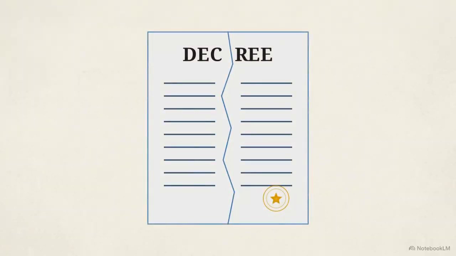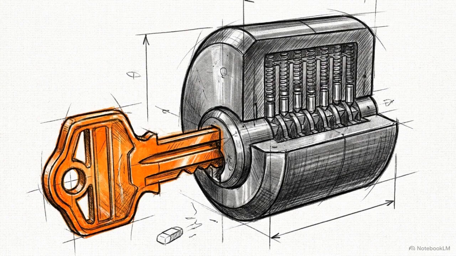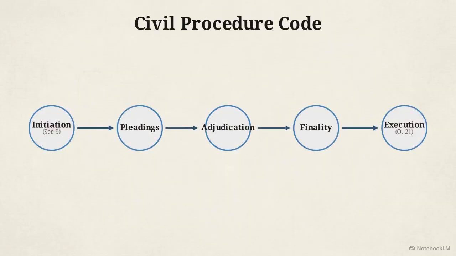There is a singular, absolute exception to this rule. A decree issued without jurisdiction is a nullity. This fatal defect can be raised even at the execution stage, and it cannot be cured by the consent of the parties. Once finality is achieved, the execution process is an enclosed, highly protected system designed to deliver immediate relief to the decree holder without further interference. The CPC functions as a unified, sequential machine, processing every claim from Section 9 initiation through to Order 21 execution.